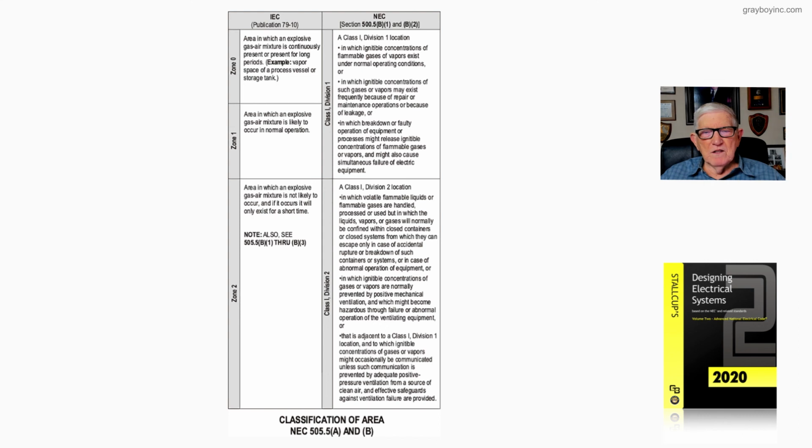So this is a classification of an area where we have zones and divisions, and what are the differences in the zones and the divisions, and how do they match up. And that's what this illustration in figure 21-68 is illustrating to the user of the NEC.